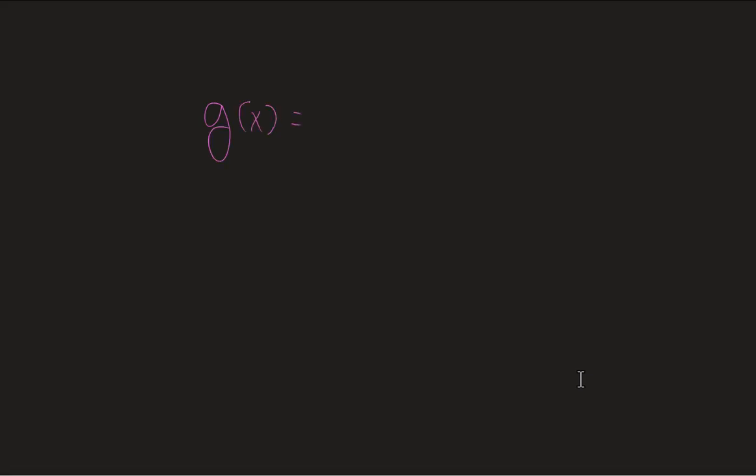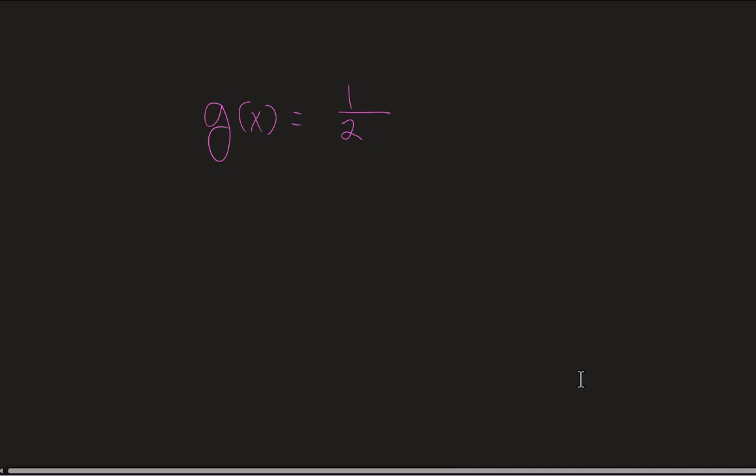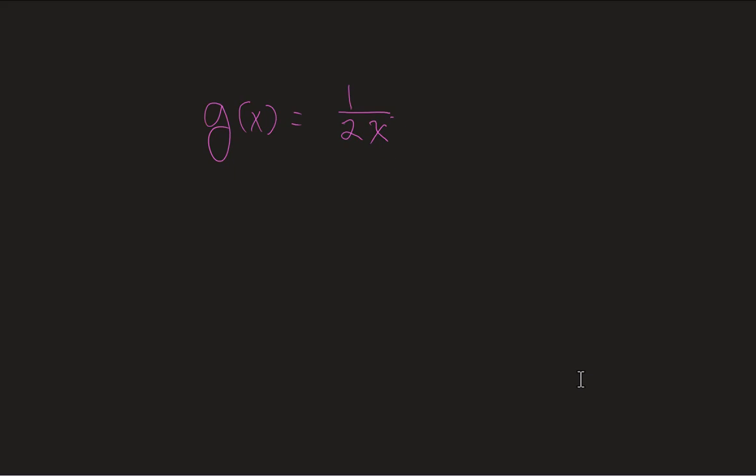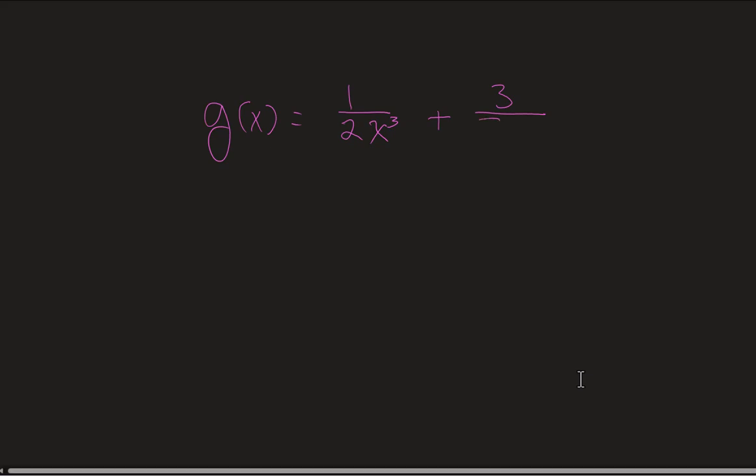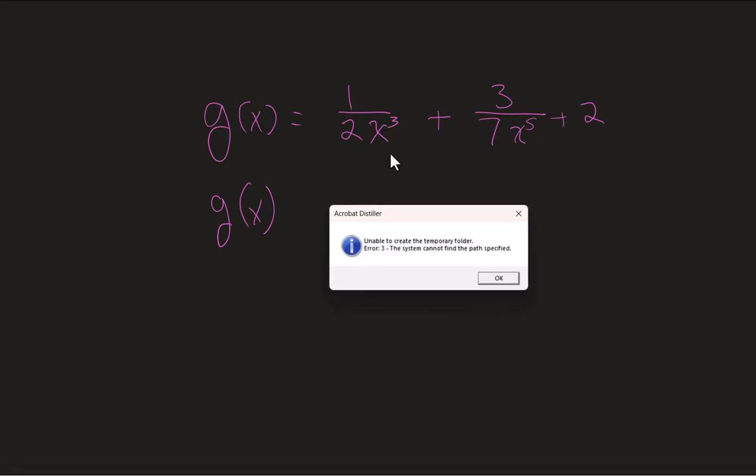equals 1 over, making this a little tricky, 1 over 2, I'll do this one, and then we'll do one like it, 2x to the 3rd plus 3 over 7x to the 5th plus 2. Okay, so one thing to realize here is that the 2 is not part of the x.